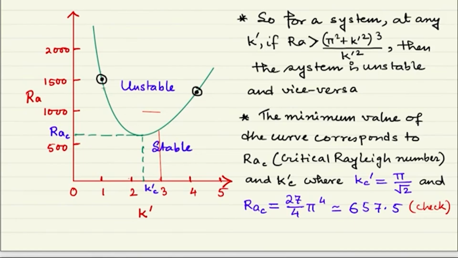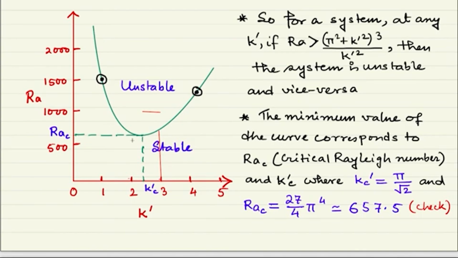Now you can see that this curve will also have a minimum. This minimum, if you just calculate for this, is called the critical value of the Rayleigh number. So critical Rayleigh number, or Ra_c.